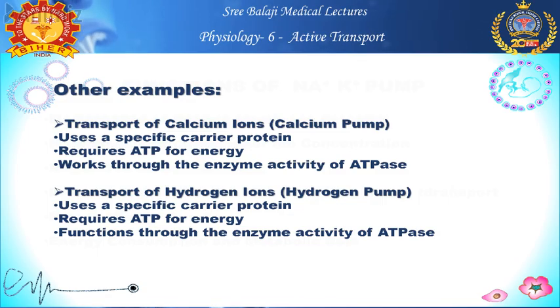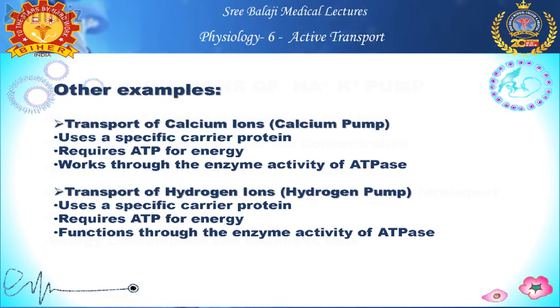Now we are going to see about the transport of hydrogen ion by using hydrogen pump. This pump uses a specific carrier protein. It requires ATP for energy and functions through the enzyme activity of ATPase. Hydrogen pumps have an important role in two major organs. One is the stomach, another one is the kidney.